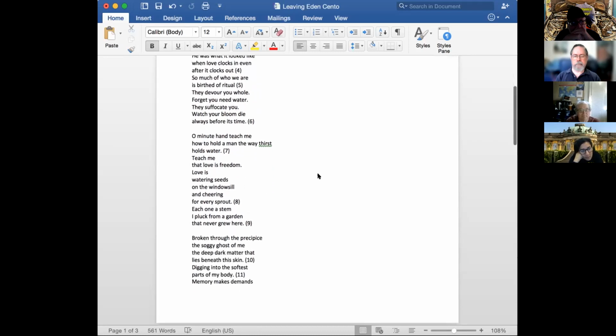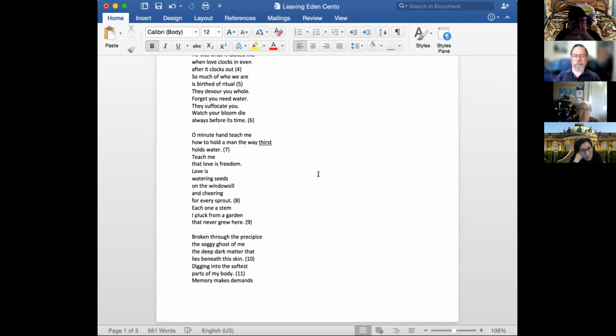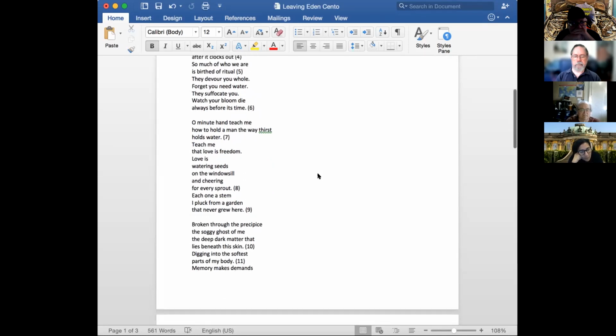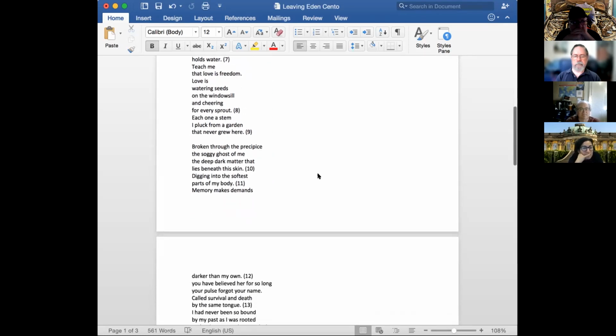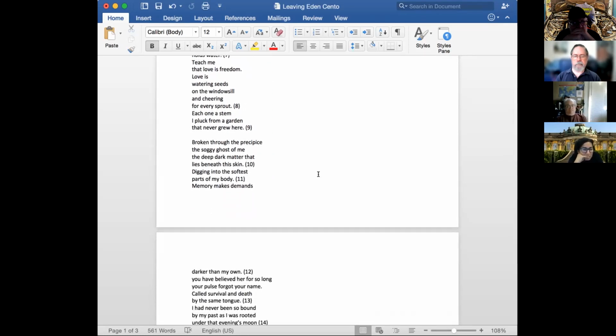Oh, minute hand, teach me how to hold a man the way thirst holds water. Teach me that love is freedom. Love is watering seeds on the windowsill and cheering for every sprout. Each one a stem I plucked from a garden that never grew here. Broken through the precipice, the soggy ghost of me, the deep dark matter that lies beneath this skin, digging into the softest parts of my body.